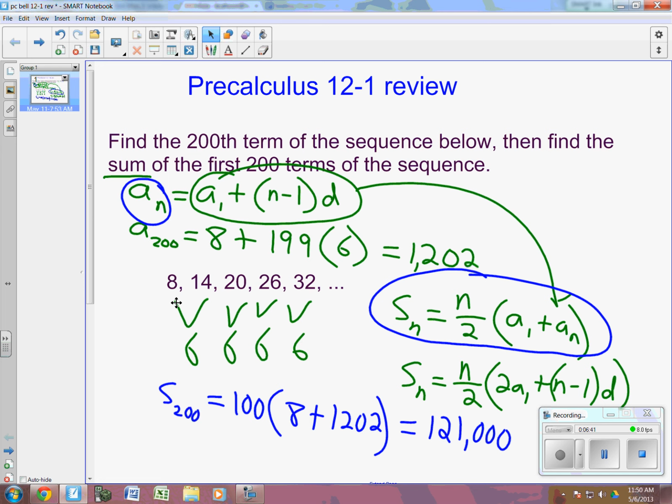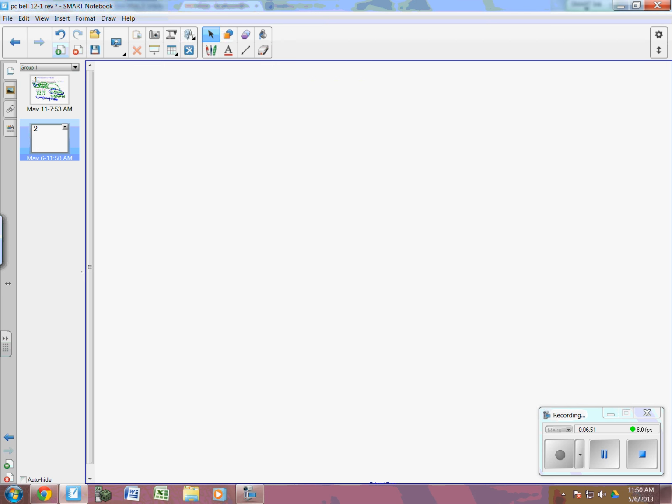Do you guys understand the difference between an arithmetic and a geometric sequence? Okay, let's do those right now. Let's just do a couple of them. Which one? Huh? 44? What does 44 say?